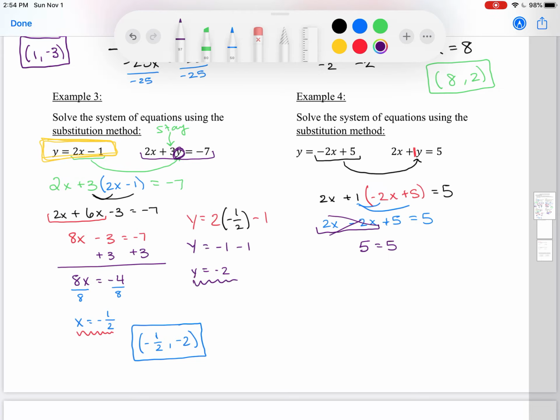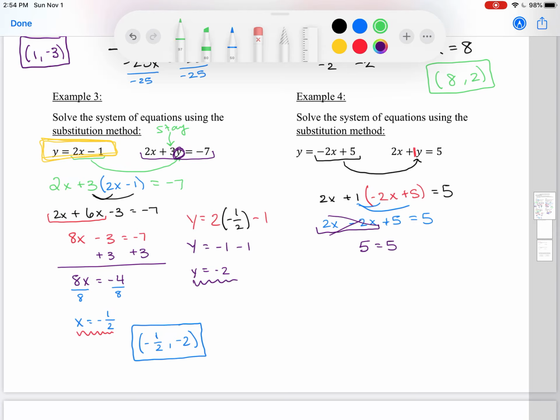And the same rules apply as we talked about before in Unit 2 and Unit 3. If we have a true statement, we will have infinitely many solutions. It's always going to work out. Any values that you plug in for x or that you plug in for y are always going to work out for both equations.